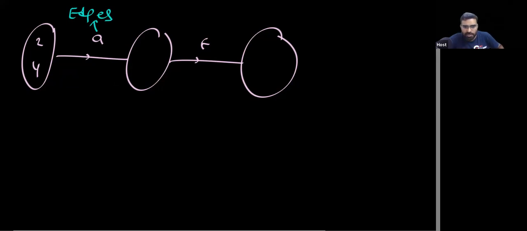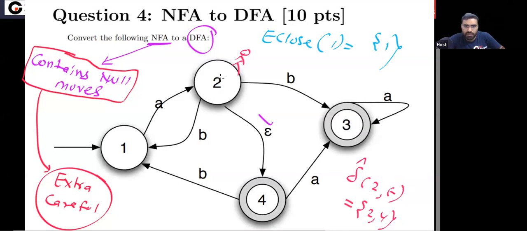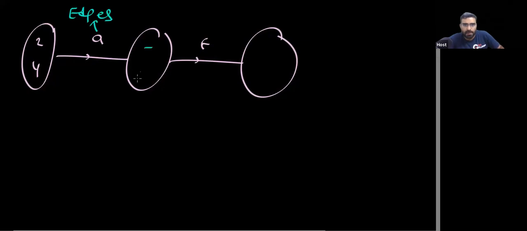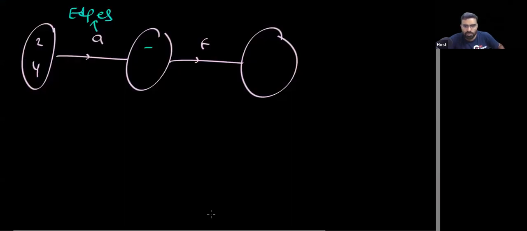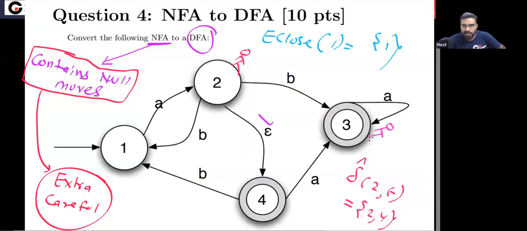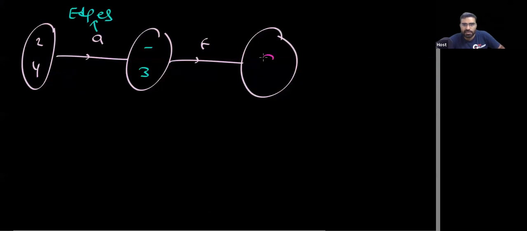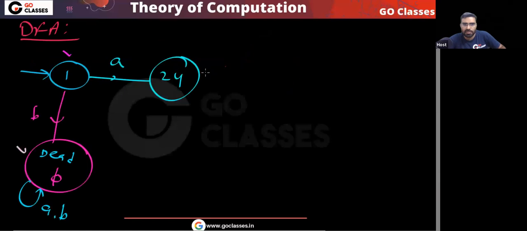So you tell me, where will this state 2 go on A? On A, this is not going anywhere. And where is this 4 going on A? State 4 is going to 3. So you tell me, this 3 for free, where can it go? If you are in state 3, for free, where can you go? For free, you can go to 3 only. So your final answer will be this: 2 comma 4 on A will go to state 3.